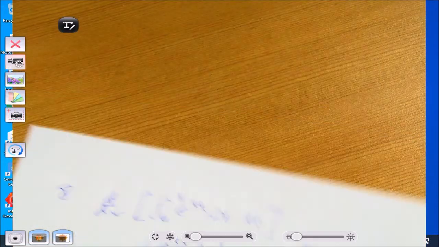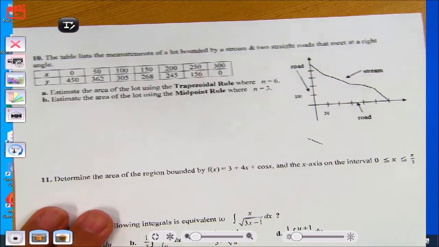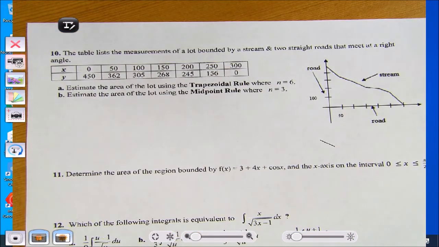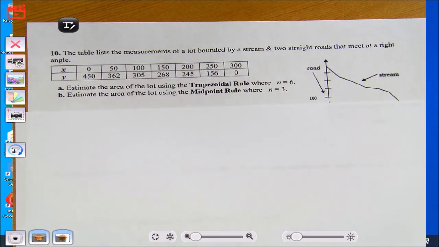All right, so number 10. If it's not uniform, can we just make it all the same distance? Can we do that or no? That won't work.